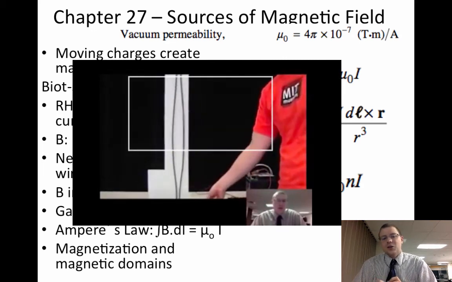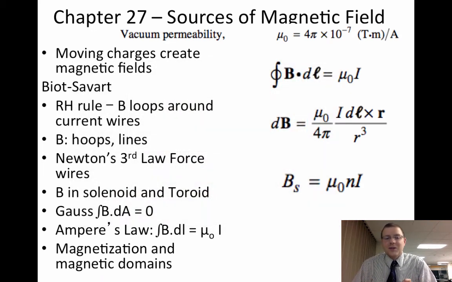Each wire creates its own magnetic field, and those magnetic fields will interact with the currents in each wire, causing the wires to either attract or repel. Remember that it's following Newton's third law, so each force is going to be equal and opposite.